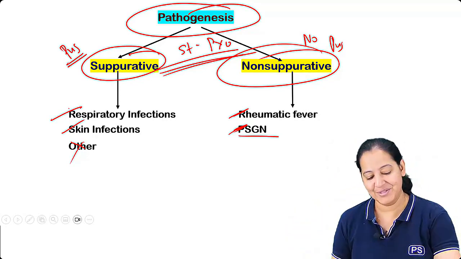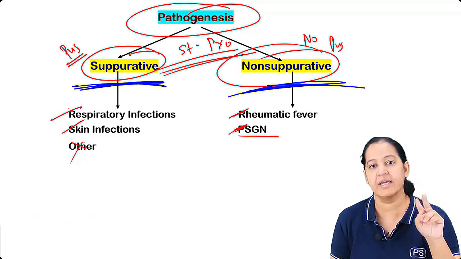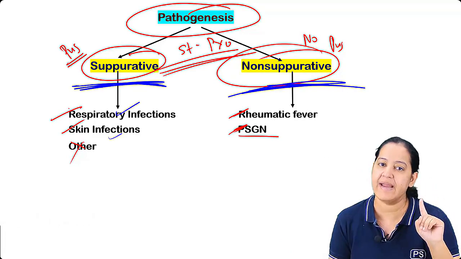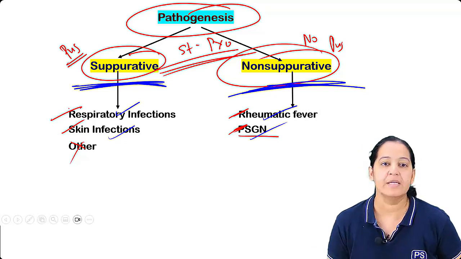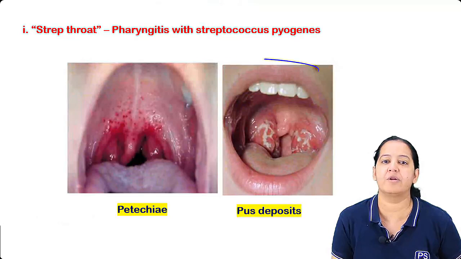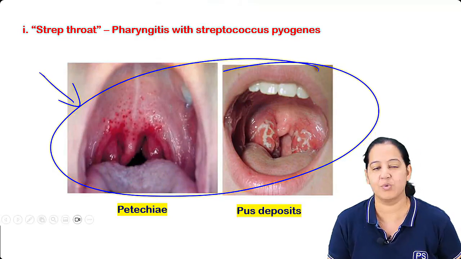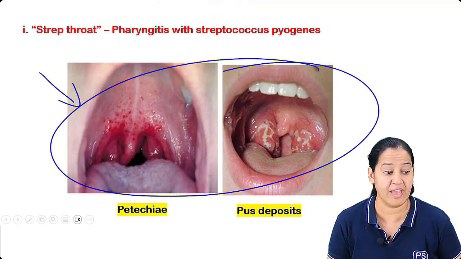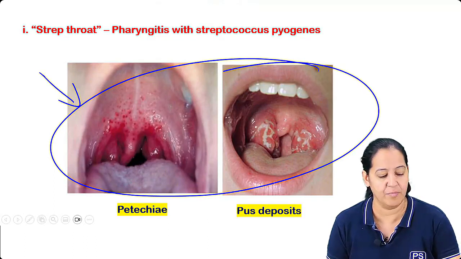So the two types of diseases, suppurative and non-suppurative. Suppurative is respiratory and skin. Non-suppurative is rheumatic fever and PSGN. One by one we will see. In suppurative, respiratory, it causes sore throat. हम सबको हुआ है आज तक. We all have had a sore throat in our life. I don't think any one person has not had a sore throat till date. ऐसा तो हो नहीं सकता. It's very common. Sore throat होता रहता है ना.